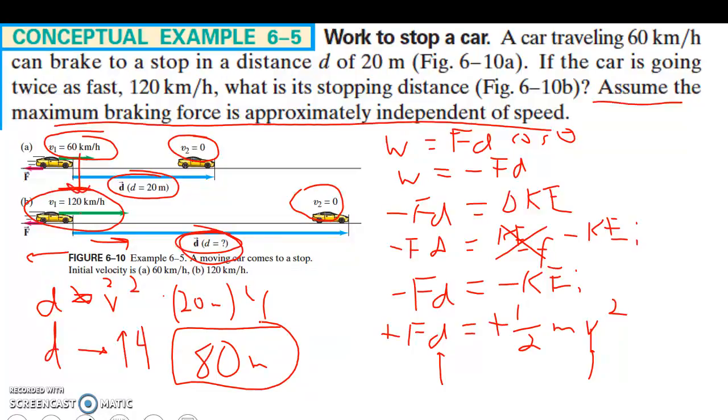So when we look at the work-kinetic energy theorem, sometimes we can figure this out without having to delve into the numbers a whole lot. We can think about relationships in the equation. And don't be afraid to do that at times, because it might make your life a lot easier.